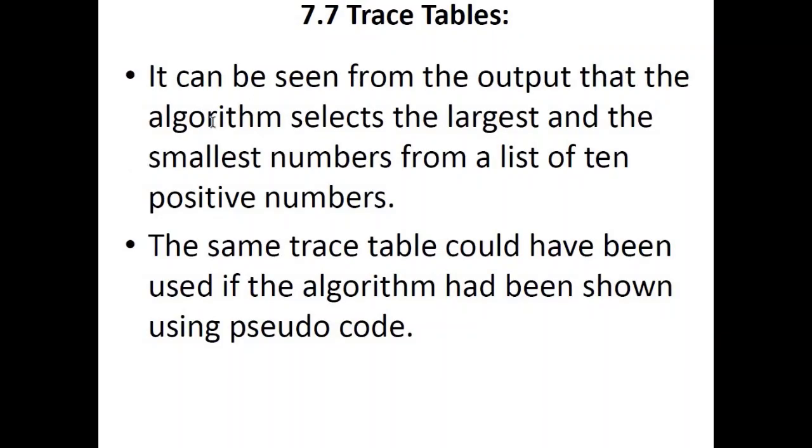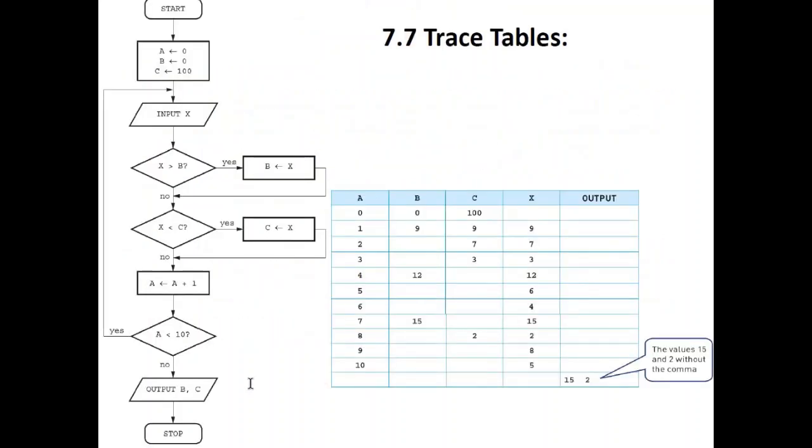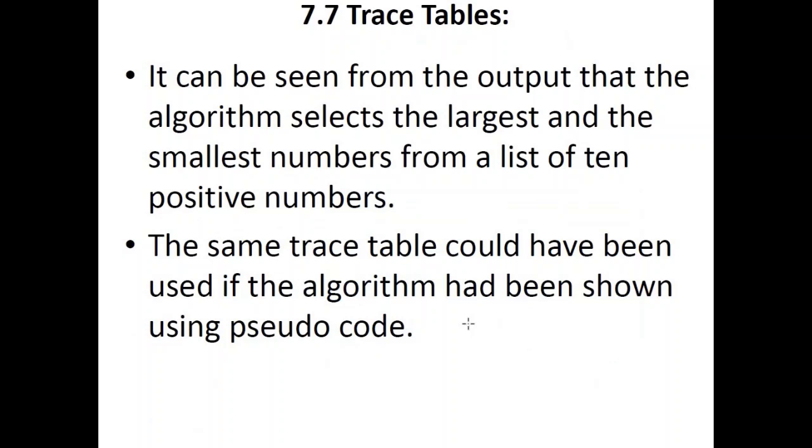It can be seen from the output that the algorithm selects the largest and the smallest numbers from a list of 10 positive numbers. These were 10 positive numbers, and what has been output? The largest number and the smallest number. The same trace table could have been used if the algorithm had been shown using pseudocode.